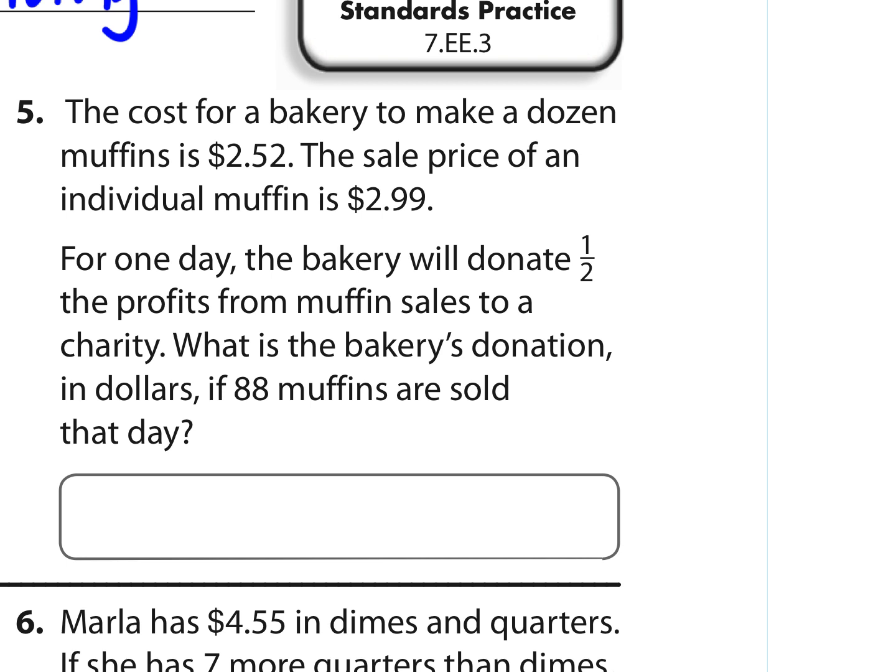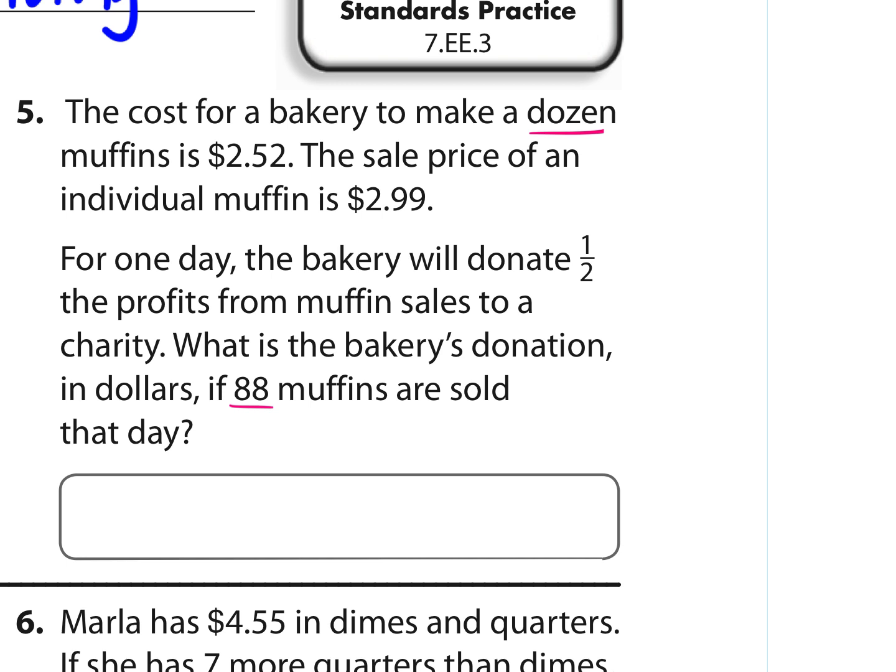But here's how I would start with this. I would recognize, okay, when you figure out the cost to the bakery to make these 88 muffins, we need to know how much they bring in sales selling the muffins. Then we subtract sales minus cost to get the profit for the bakery. And last, we need to figure out what half of that is. Okay, so let's start with this fact that a dozen muffins is $2.52, and they've got 88 of these.